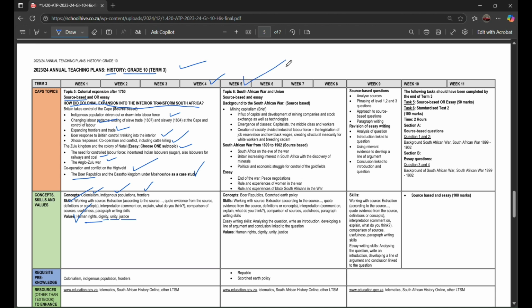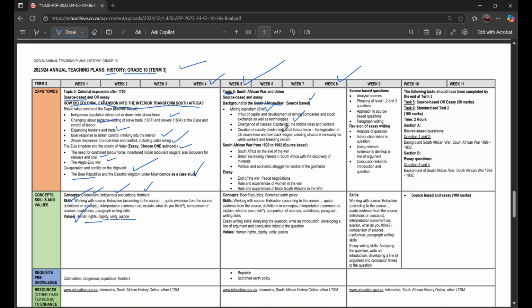Within the 5th week to the 8th week, we focus on topic 6, the South African War and Union, source-based and essay. Background to the South African War, which is source-based. Mining capitalism, which is going to be brief. Influx of capital and development of mining companies and the stock exchange, as well as technology.